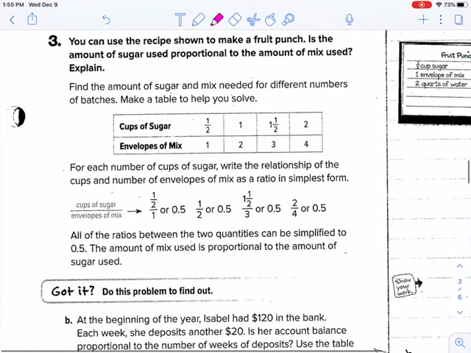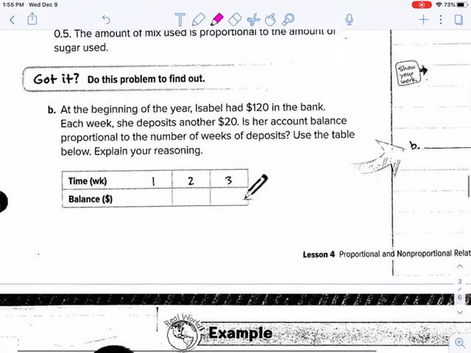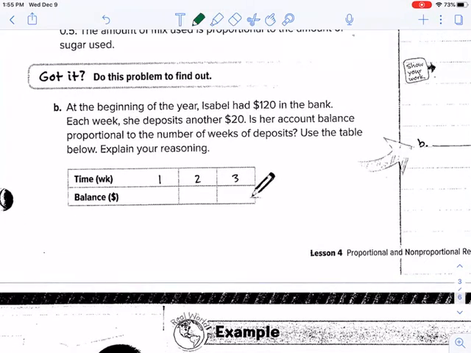Okay, example 3 there, you can look at that. That one comes out to all be proportional as well. All right, so look at letter B at the bottom there. Isabel had $120 in her bank, and then she starts depositing $20 each week. Is her bank balance proportional to the number of weeks of deposits?